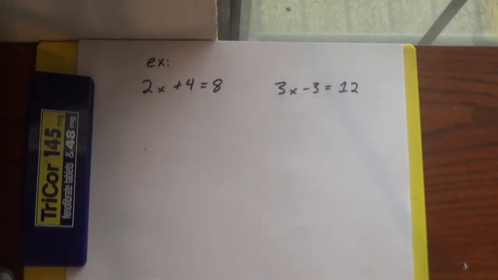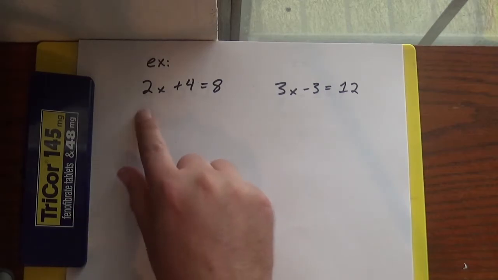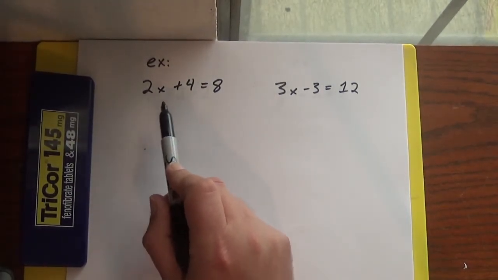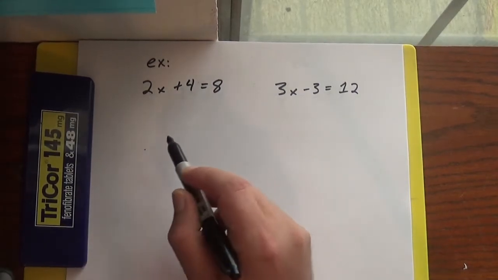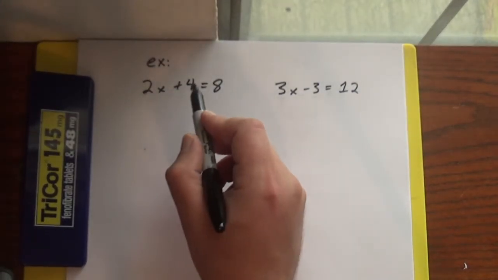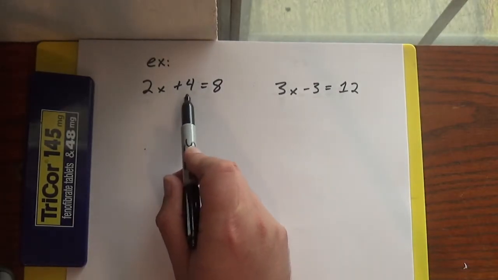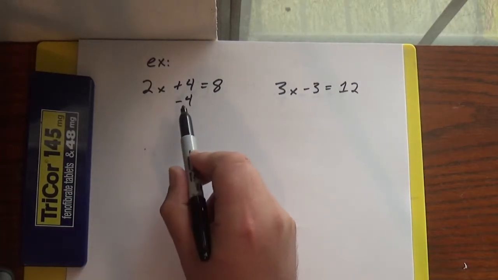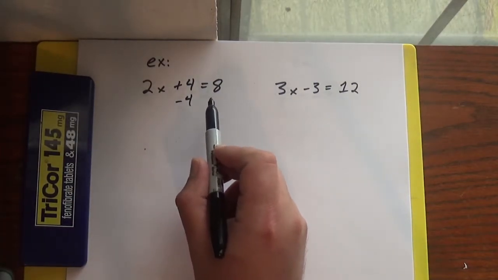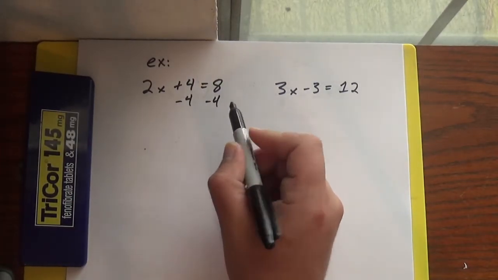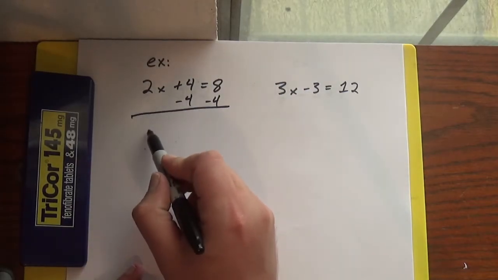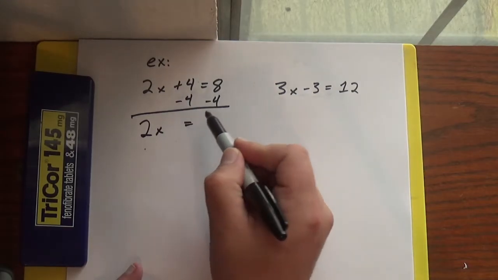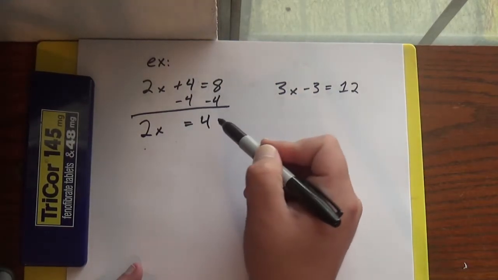So for example, I want to undo everything that's happening to the x over here. It's being multiplied and it's being added to. So first I'm going to do the add subtract stuff, and I need to do the opposite. I'm adding 4, so I'm going to subtract because that's the opposite. And since I subtracted here, I need to subtract on the other side. So I bring this down. These two cancel. My equals comes down. 8 minus 4 is 4.